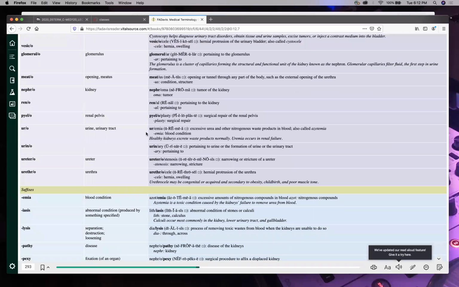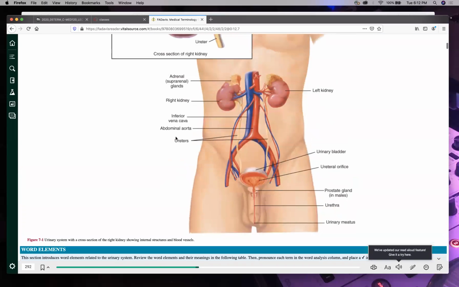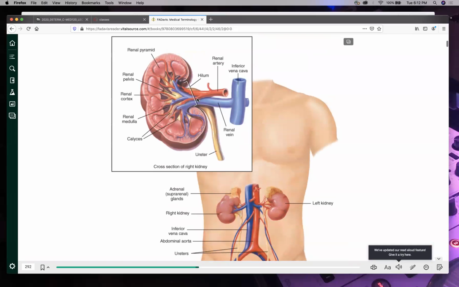or surgical repair. Uro means urine or urinary tract. So uremia. Emia means blood condition. And if you see this, the dirty blood comes in through your renal artery and then it gets all filtered out. But what if this filtering system isn't doing very well? Then all the dirty blood ends up in your renal vein, which is not good.